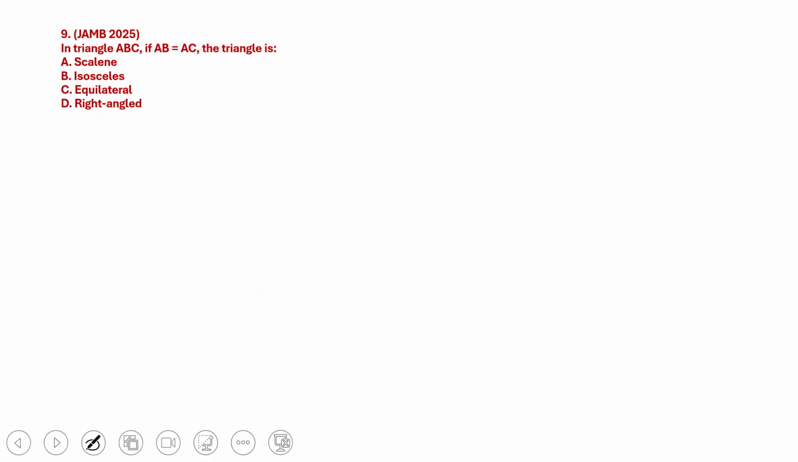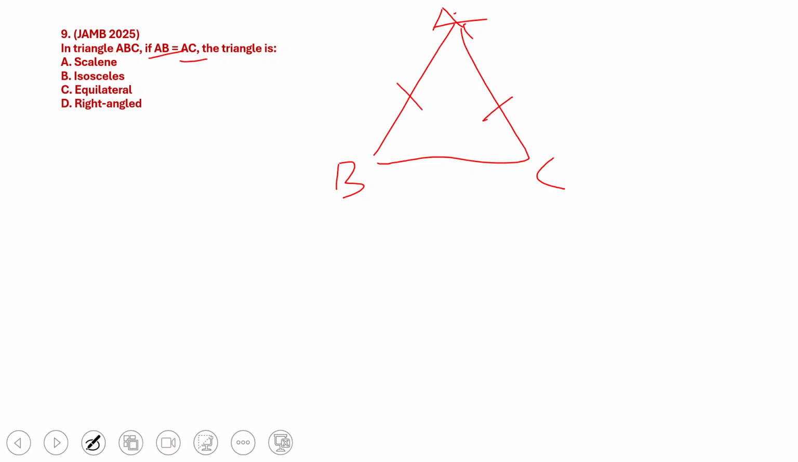Okay, now number 9 is from 2025 last year. It says in a triangle ABC, AB and AC are equal. What kind of triangle is it? So I will visualize the triangle again. This is the triangle. If this one is side A, this side is side B, and this is side C. So identify AB. This line AB is equal to AC. This line AC. So this has given you an isosceles triangle.